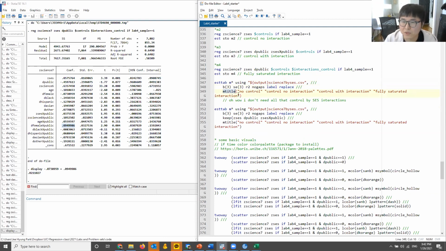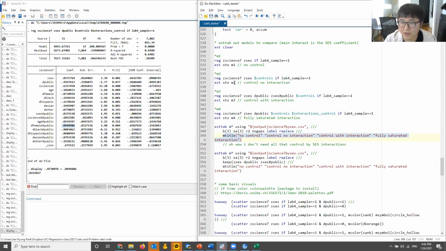And then we can add the model titles. It's going to go in this order: M1, M2, M3, M4. I just say no controls for the first one, controls no interaction, controls with interaction. You can give it whatever label you want. This is the one I used.